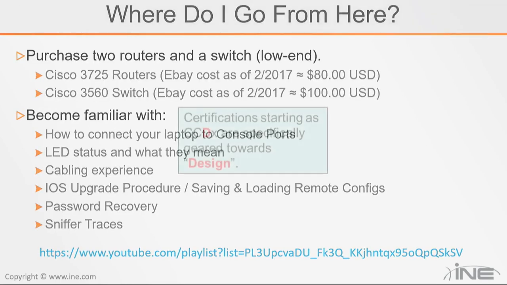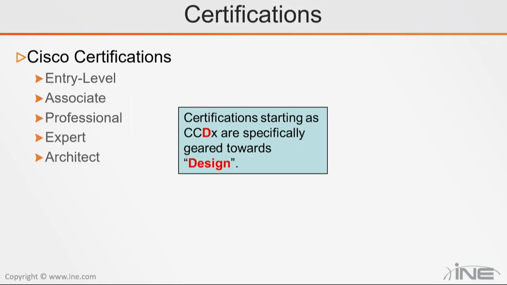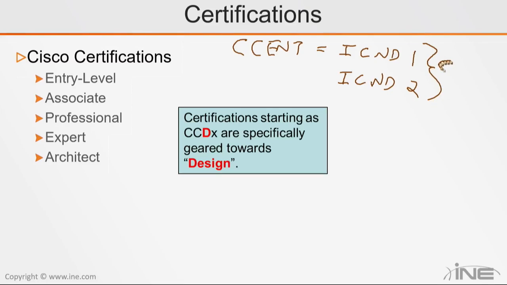All right, and the last thing I want to talk about were these certifications here. So the CCENT only requires that you pass one exam, which is called the ICND-1. I think it stands for Interconnecting Cisco Networking Devices. Now there's a second test called the ICND-2, and if you pass both of those, now you've got your CCNA, Cisco Certified Networking Associate.